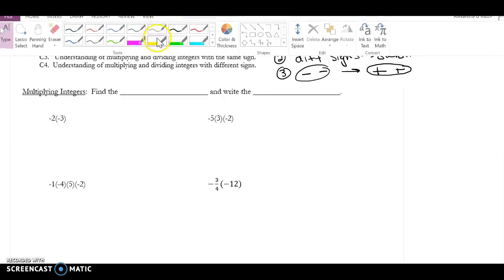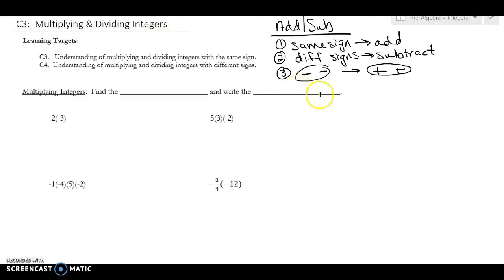The issue is sometimes people will mix all these rules together. The only rule that works for this one is this one right here. This is the rule that matters for multiplying and dividing, number 3.